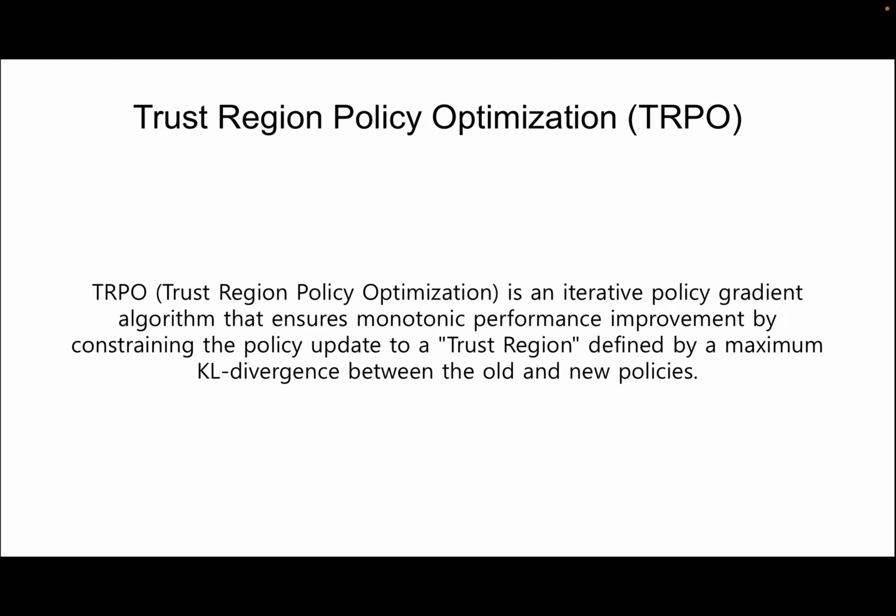TRPO, Trust Region Policy Optimization. An iterative policy gradient algorithm that ensures monotonic performance improvement by constraining the policy update to a trust region defined by a maximum KL divergence between old and new policy. Do you remember this one? In the previous class, we studied this kind of relative performance bound, which is defined with the KL divergence between old and new policy.